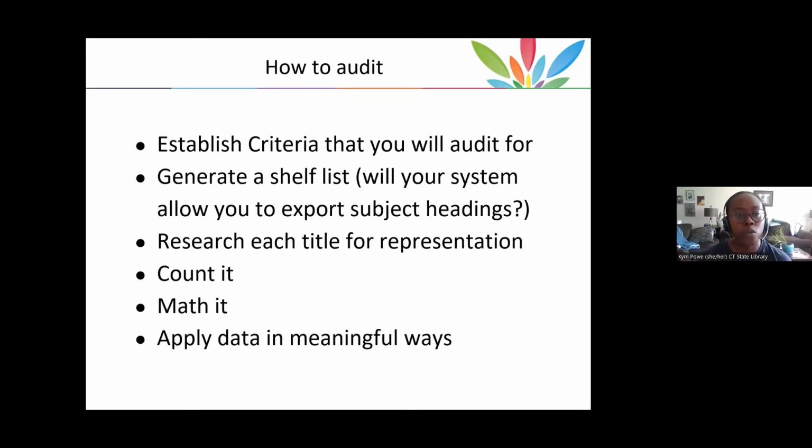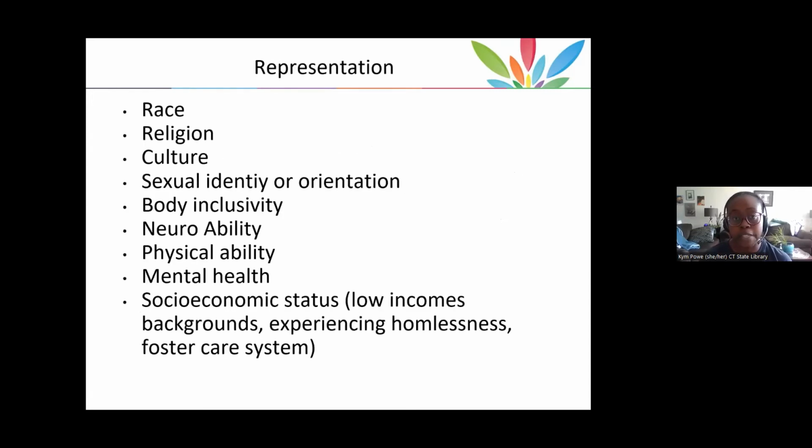So when you are auditing your collection, you establish the criteria you want to audit for, which I'll hit on the next slide. Generate a shelf list or go through each title one by one. You research each title for the representation, essentially for the criteria that you've identified in advance. You count and math it up, and then you apply that data in meaningful ways.